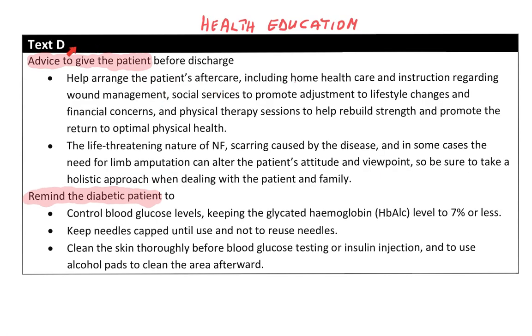So we are in text D because we have after returning home. That represents discharge, okay? So we are looking for a course. So the course, when you glance through quickly, you can see something similar like physical therapy sessions. So this is a course, okay? To help rebuild the strength and promote the return to optimal physical health. So that is fitness or fitness level, okay? Optimal, high level. So that is it. We have physical therapy sessions.